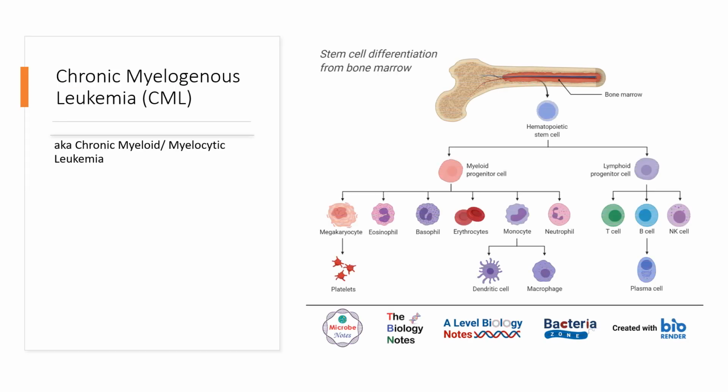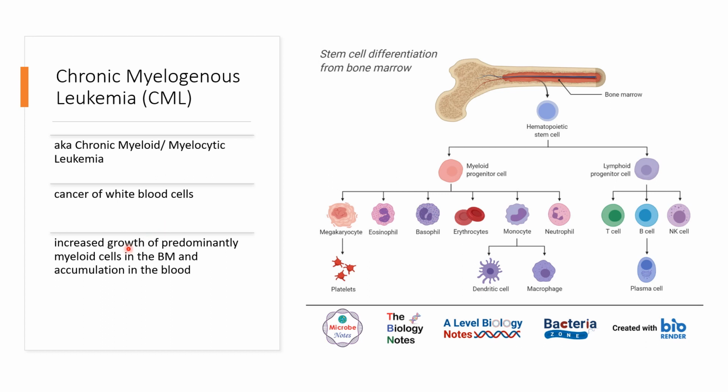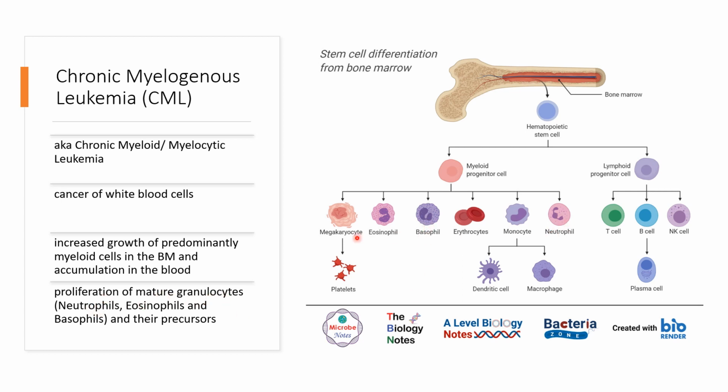Chronic myelogenous leukemia is also known as chronic myeloid leukemia or chronic myelocytic leukemia. This is a type of cancer that concerns white blood cells. This leads to the increased growth of predominantly myeloid cells in the bone marrow, that's why the name myelogenous is given, and leads to its accumulation in the blood. Specifically, which cells are accumulated? These are the mature granulocytes, neutrophils, eosinophils, and basophils, including their precursor cells.